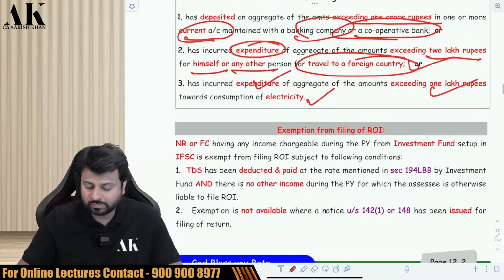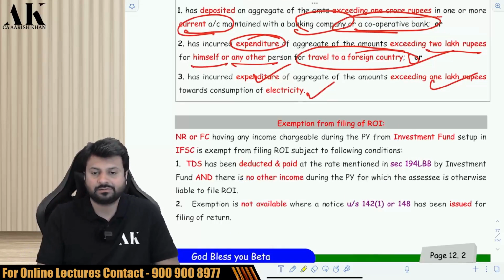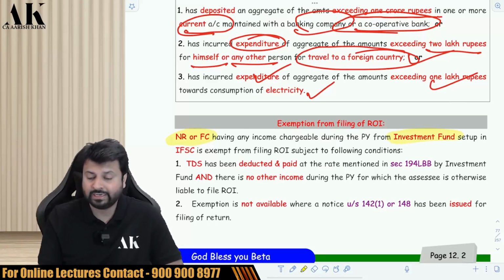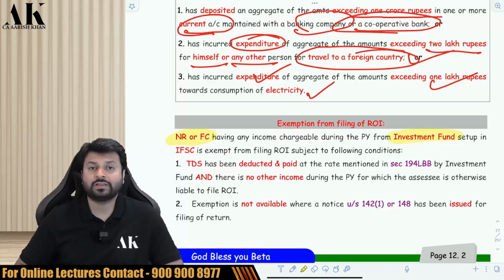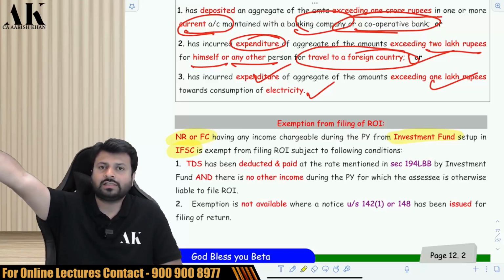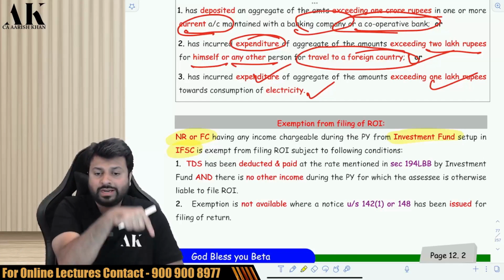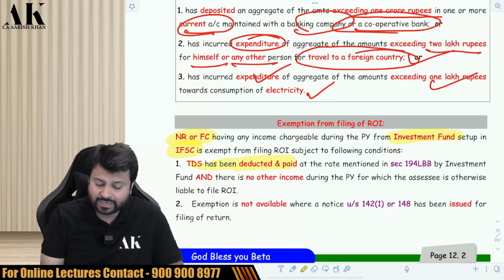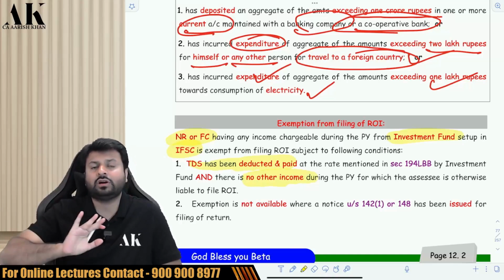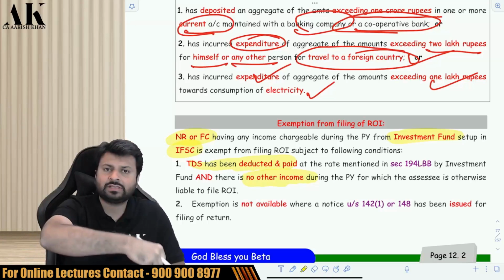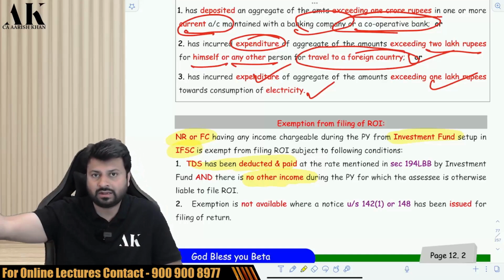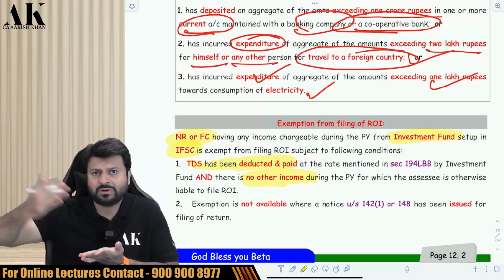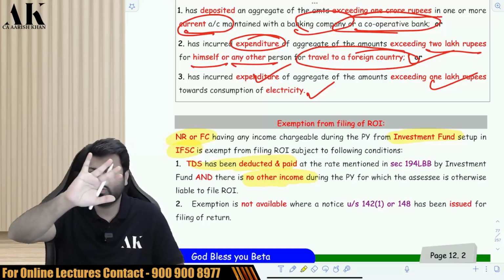Now, there is one person to whom the government has given exemption from filing ROI. Who is that person? Suppose there is a non-resident foreign company outside India, investing in an investment fund which is located in IFSC. He is earning some income from that investment fund, his TDS is also deducted, and he is not earning any other income. While making the payment, the investment fund has deducted the TDS. He is not liable to file the ROI. No need to file the income tax return.